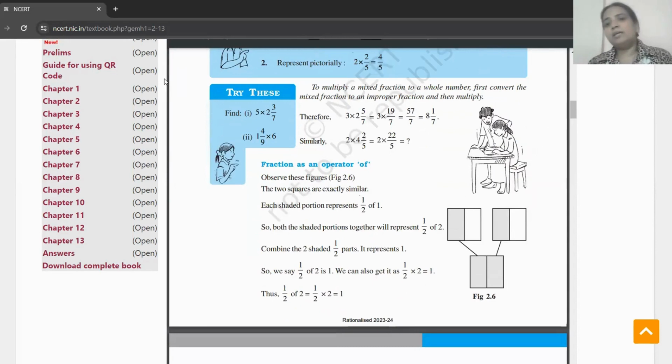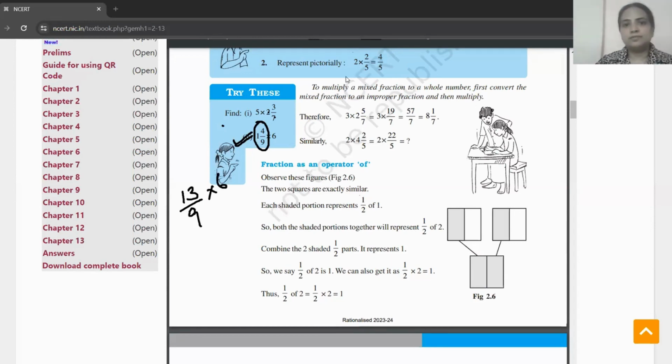So whenever you are multiplying a whole number with a mixed fraction, always remember to change the mixed fraction into an improper fraction first. So for this part, what you will do? Ma'am, I have a doubt in the second part of this. Yes, ma'am. So change it into improper fraction first. 9 ones are 9. 9 plus 4 is 13. So 13 by 9 into 6.